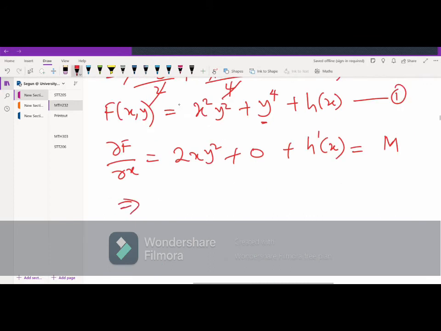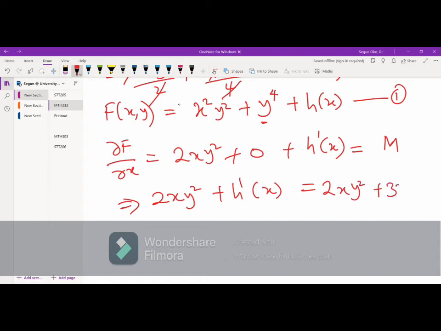So we are going to say that 2xy squared plus h prime of x equals to, what is our m? Somebody should call m for me. 3x squared plus 2xy squared. So you see that this one will go with this. If you are solving it and something is not canceling, you have to check again. At that point, some variable will go. We have h prime of x equals to 3x squared.